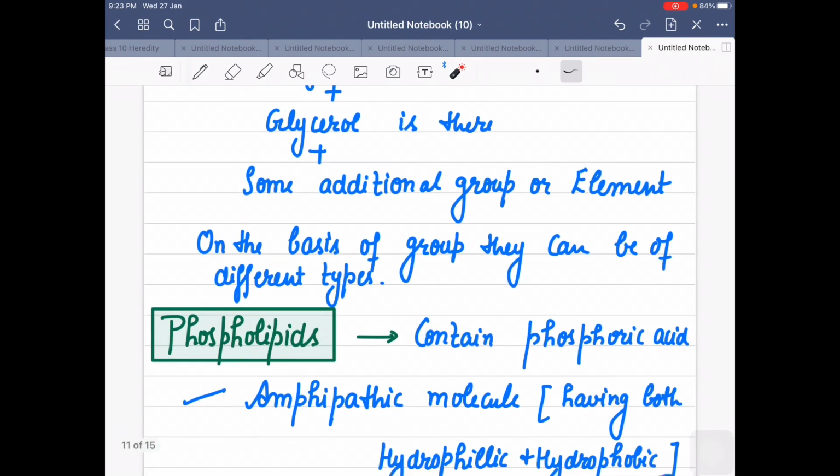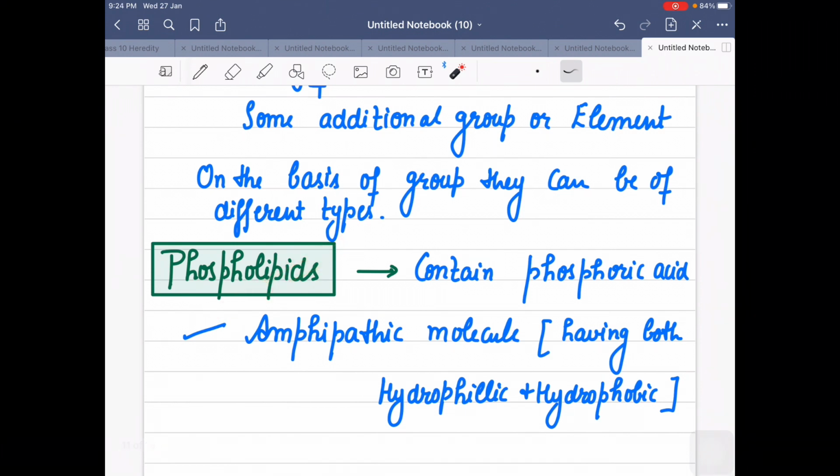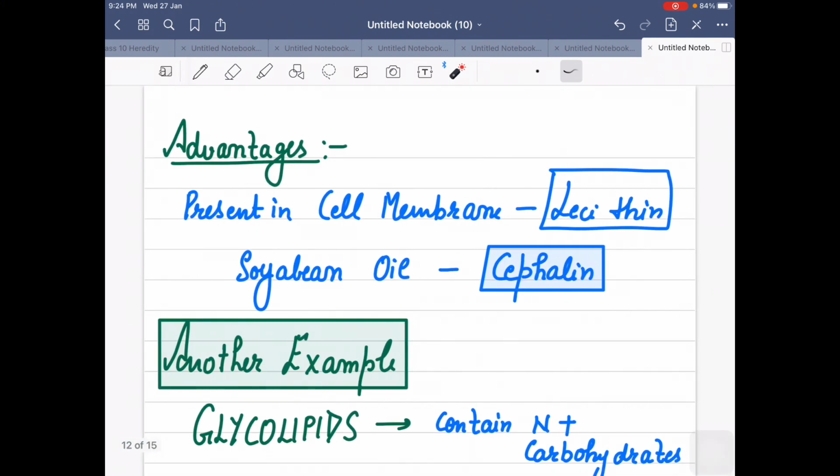On the basis of the group, they can be of different types like phospholipids and glycolipids. Phospholipids means they contain phosphoric acid, and a phospholipid is an amphipathic molecule, which has both hydrophilic and hydrophobic parts. The phospholipid which is present in our cell membrane, a very important point, is lecithin. And soybean oil also has a phospholipid, that is cephalin.